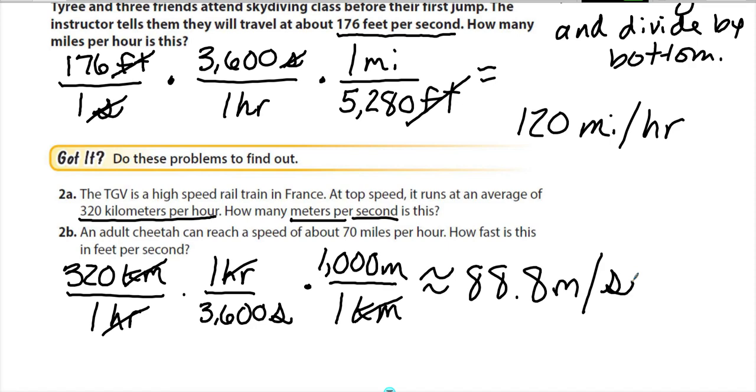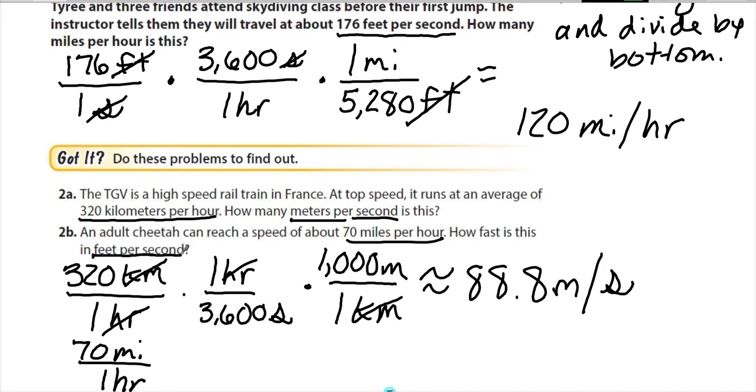All right, let's try the next one. So if you didn't do that one on your own, definitely pause and at least try this next one on your own. Okay? So it says an adult cheetah can reach a speed of about 70 miles per hour. How fast is this in feet per second? So again, here's my unit rate, 70 miles per hour. That's what I got to start with. So 70 miles over 1 hour. We need to change that into feet per second.